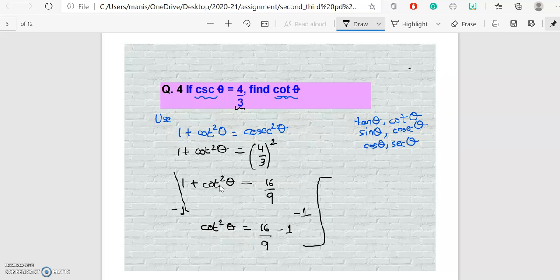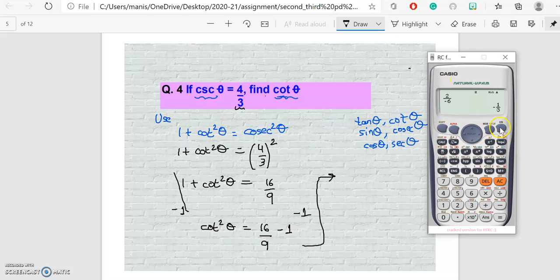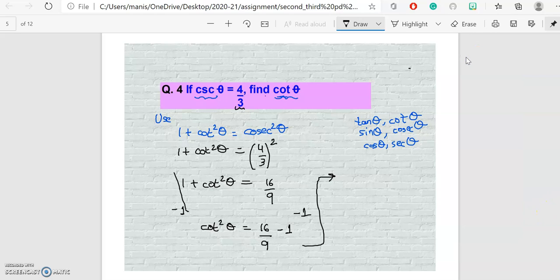So I'm doing the remaining part over here. For this step I will need my calculator. So I brought my calculator over here. So this is my 16 divided by 9. Follow the way I am doing it, minus 1. As I wrote it the same way as I wrote over here, my answer is 7 over 9. So my answer will be cotangent square theta is equal to 7 over 9.